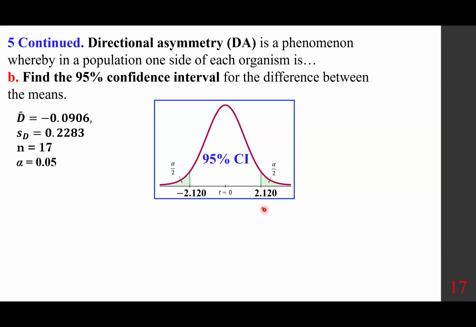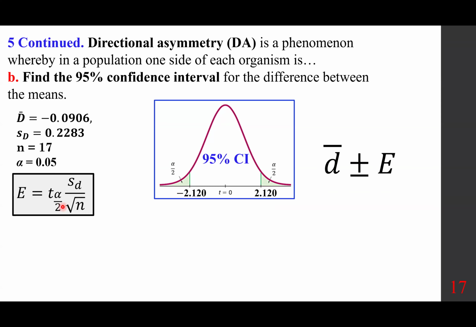And so we are going to go with D bar plus minus E, where E is t alpha over 2 times S sub D over square root of N, just like if you wrote it as X bar plus minus E, and E is t alpha over 2 times S over square root of N. So we are going to replace the t with 2.120. S sub D, we have it here. Square root of N, we have it here. And we end up with 0.117.